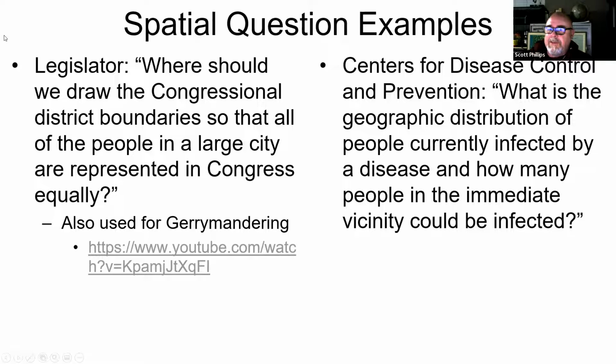Or, something relevant these days, if you're the Centers for Disease Control and Prevention, what is the geographic distribution of people currently affected by a disease, maybe like COVID or something else, and how many people in the immediate vicinity could be infected? All of these are different areas and different types of applications, but they all involve spatial questions. If it involves where something is, if it involves space, then GIS is a tool that can be used to help answer these questions.